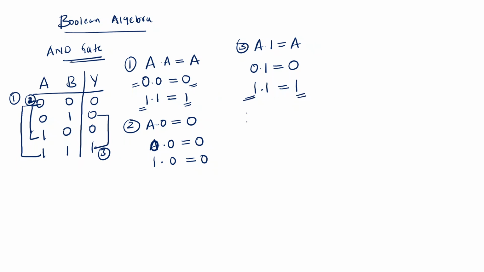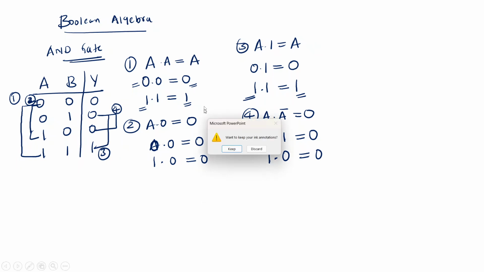And the fourth one, A and A bar equal to what? 0. A and A bar equal to 0. Suppose you take this case, this is the fourth one. A is 0 with the complement, that is 1, what are you getting? 0. A is 1 with the complement 0, what are you getting? 0. So this is nothing but the AND law. So this AND law is clear.